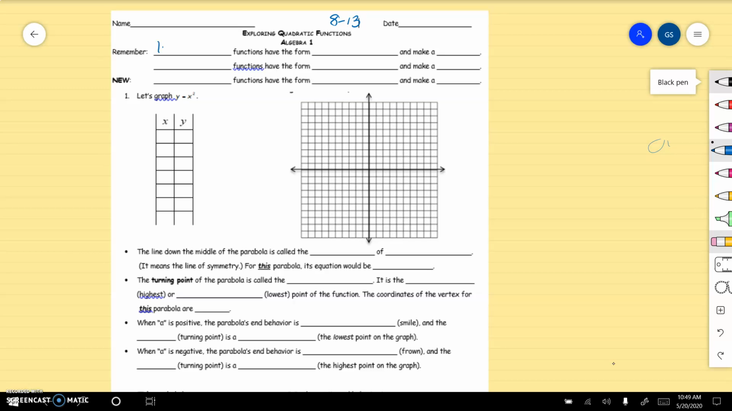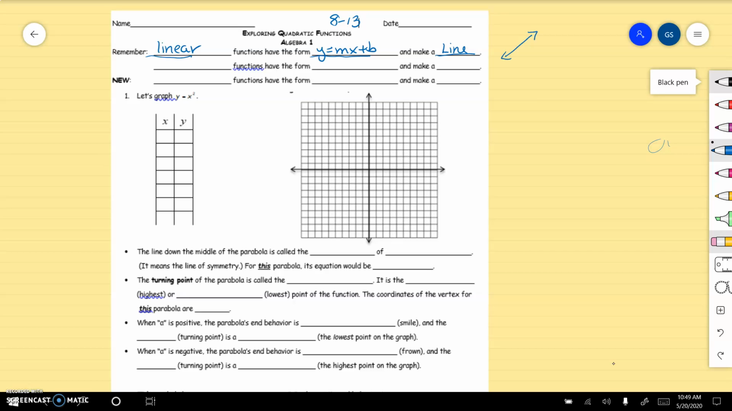So, linear functions, this is what we're starting with. Linear functions have the form y equals mx plus b, okay? And make a line. So that's all you have to write is linear, y equals mx plus b, line, and then you can just draw a little line if you want.